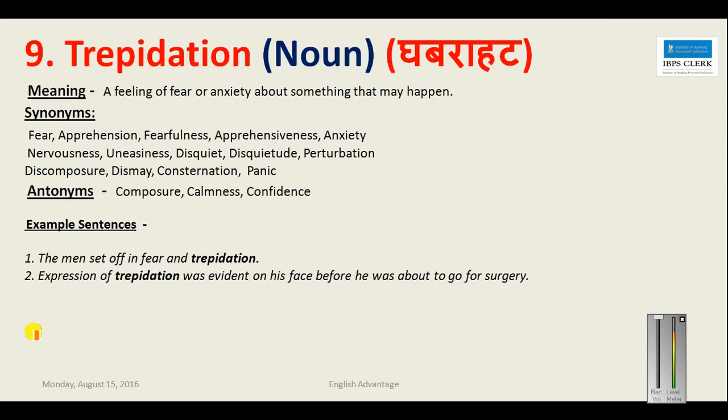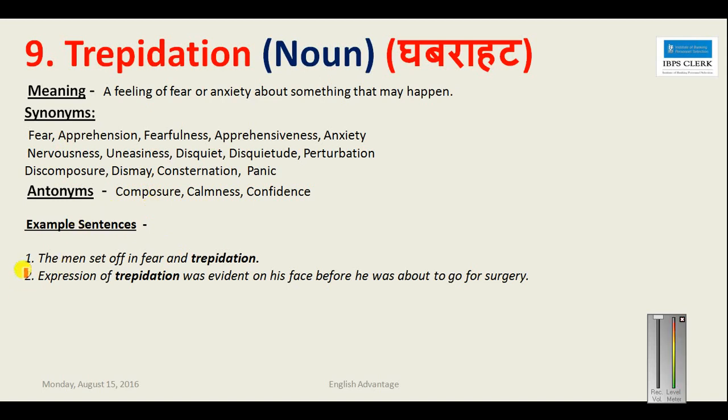Now let us look at the next word. Trepidation means nervousness. A feeling of fear or anxiety about something that may happen. So trepidation means fear, apprehension, fearfulness, anxiety, nervousness, uneasiness, disquiet, disquietude. Perturbation is a very important word. I was perturbed before the interview. I was anxious, I was apprehensive, you can say. Or you can say I was in panic. Consternation, very important word. Dismay, discomposure. So all are very important words for trepidation. Trepidation means a feeling of fearfulness, a sense of fear.